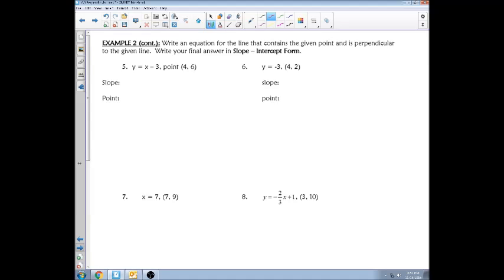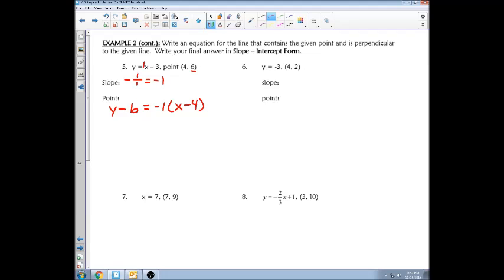Okay. So the slope of the original line is going to be positive 1. So that could really be rewritten as 1 over 1. So the opposite would be negative 1 over 1, which is really just negative 1. I would have y minus the opposite of 6, which is negative 6, and negative 1 times x, the opposite of 4, is negative 4.